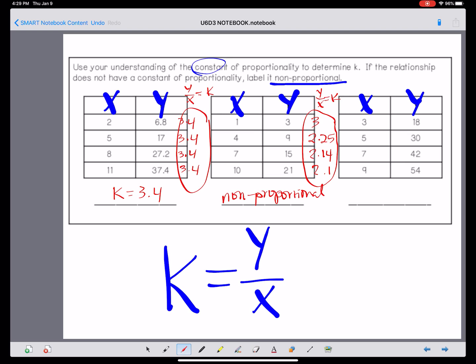And then for our last table, let's do 18 divided by 3, and we'll get 6. 30 divided by 5, we'll get 6. 42 divided by 7 is 6, and 54 divided by 9 is 6. And once again, I did that because the equation y over x will give us our constant. And we got 6 the entire way, so we know our constant is equal to 6.